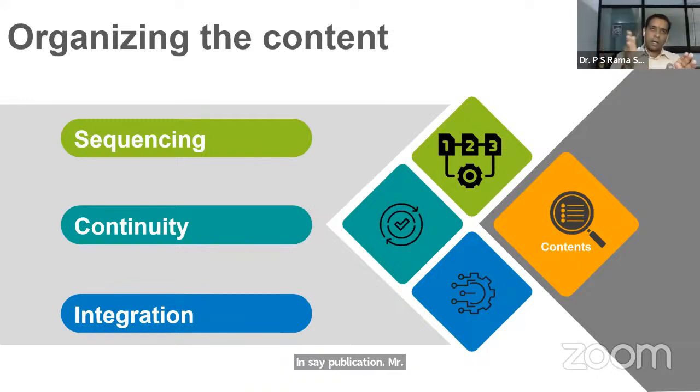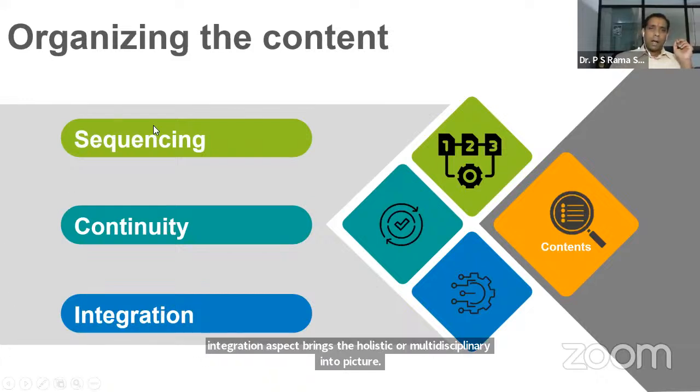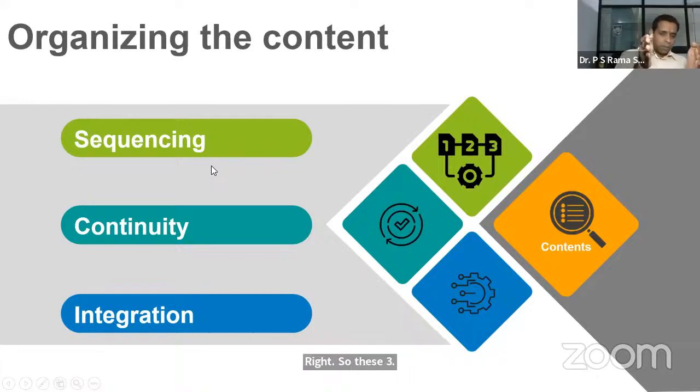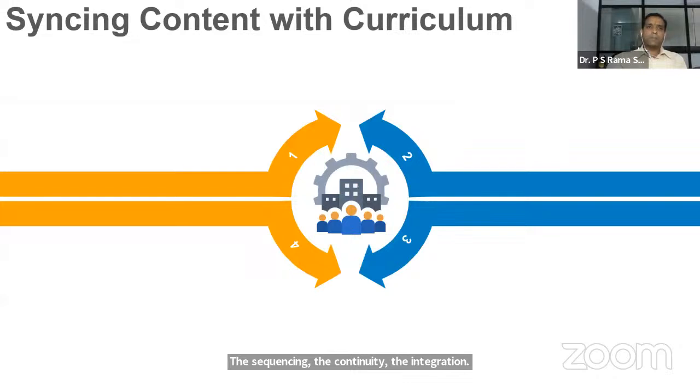Is the student experiencing the continuity? Is there a proper integration between these 2 courses, or are they totally disintegrated? The integration aspect brings the holistic or multidisciplinarity into the picture, right? So these 3 are important aspects. These are the fundamental design principles which are equally applicable for a subject design, a discipline design, or a curriculum design. All these 3: the sequencing, the continuity, the integration. These 3 things have to be taken into consideration.